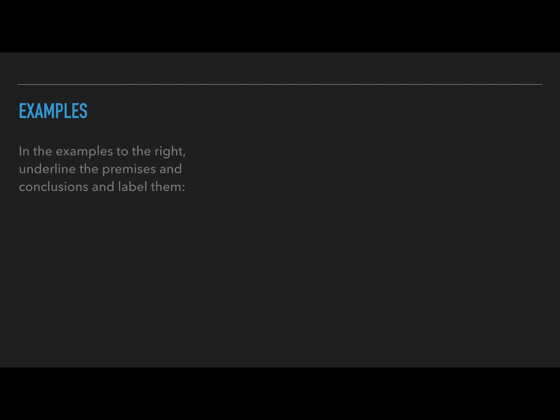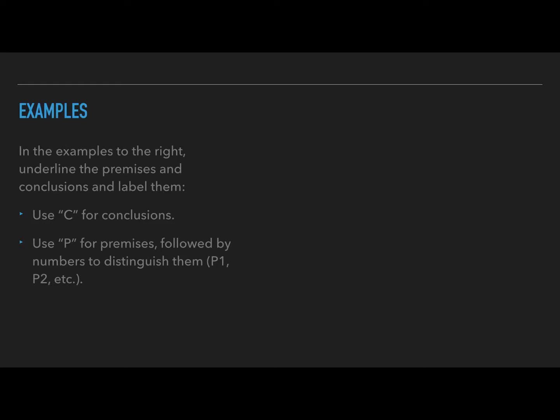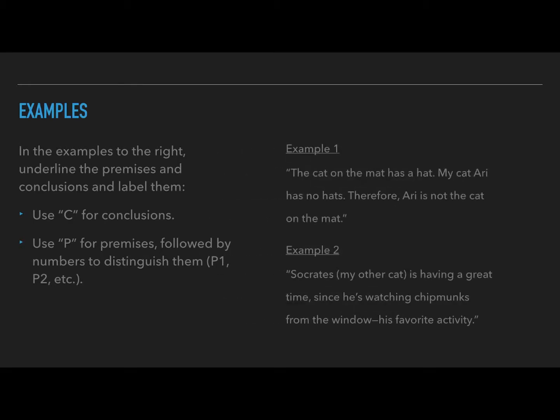So we're going to use some silly examples here to give you a basic idea of what we're talking about. So I'm going to get some examples in the column to the right, and I'm going to mark them up so that you can see what the premises are and what the conclusions are. I tend to use C for conclusions and P's for premises. I find that to be nice, but it's just a matter of convention. And if we have multiple premises, then I tend to distinguish them with numbers. P1 for premise 1, P2 for premise 2, and so on. Just the way that I like to do it. So here are some silly examples, just to illustrate.